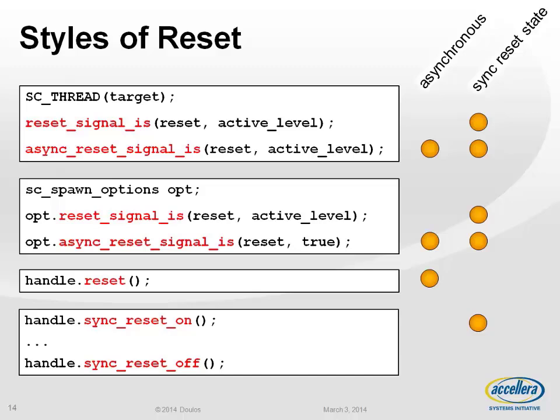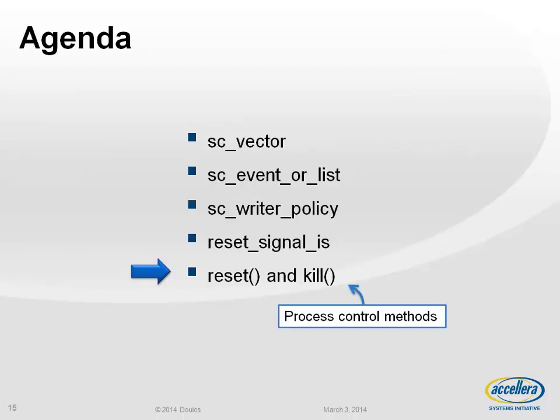And we can also use the new process control methods that were added in the current standard to do resets. So if handle is a handle to a process, we can asynchronously reset the process by calling the reset method, or synchronously reset the process by calling sync_reset_on, sync_reset_off. So we have asynchronous or synchronous resets, whether we're using the process macros, spawning processes dynamically, or using the new style process control. So for my last trick, finally, let's just talk about the reset and kill process control methods, just to show how they pull things together.